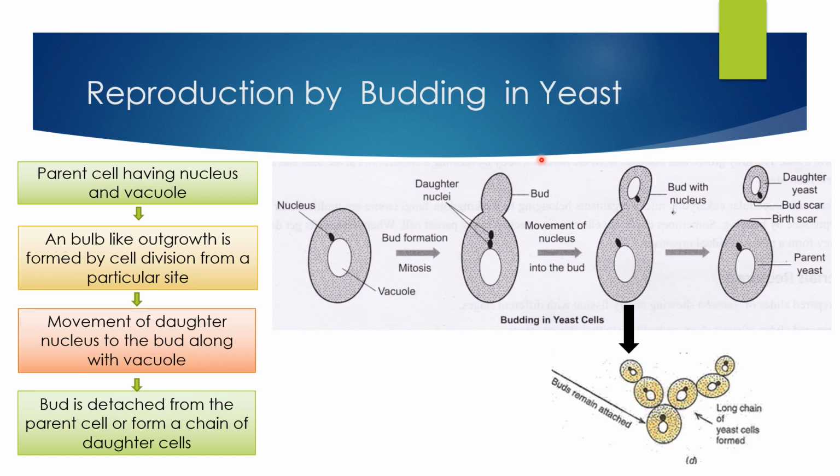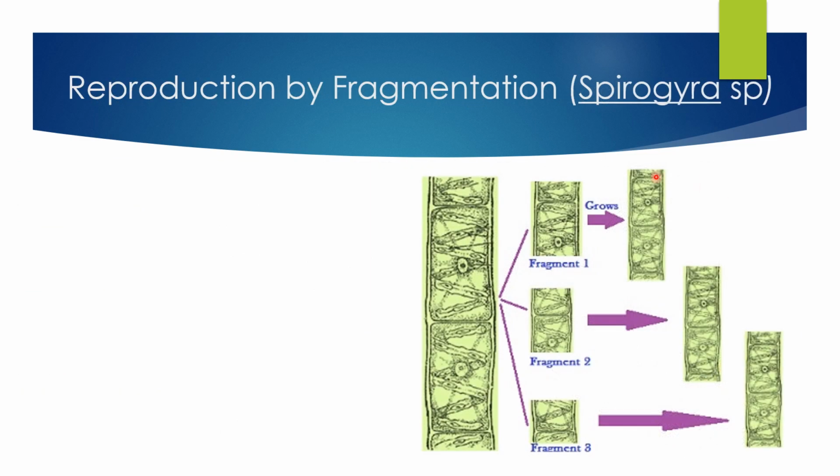Okay, now the next one is fragmentation, and it is found in algae. Algae are greenish in nature because of the presence of chlorophyll. Okay, and what happens in this type of asexual reproduction? Now Spirogyra is an alga. It looks like a long ribbon-like structure.